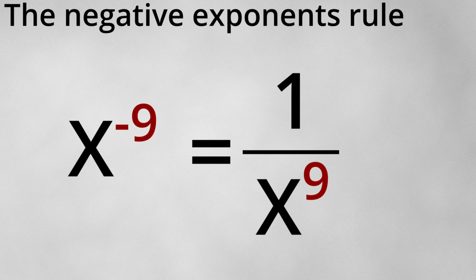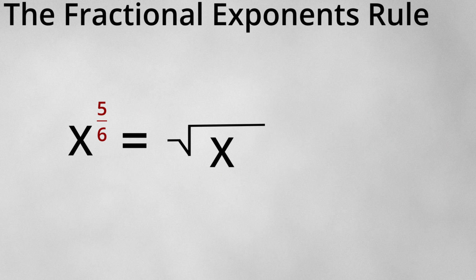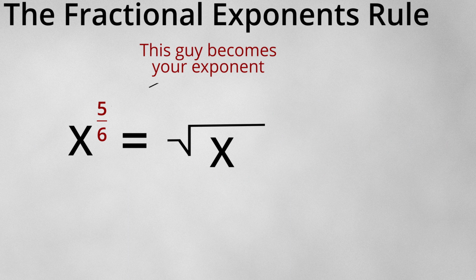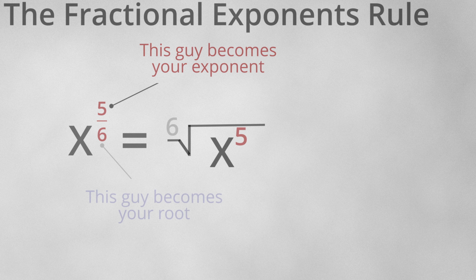The last rule is called the fractional exponent rule. If you have an exponent that is a fraction, you can solve it by transforming your equation into a root. The numerator becomes your exponent, and your denominator becomes your root, as shown here. So these are your exponent laws.